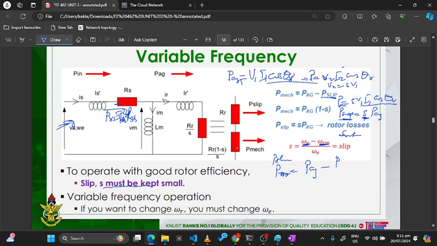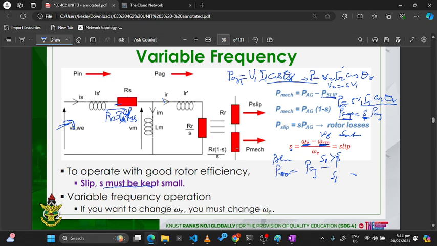Because the speed here depends on the voltage. So if we change the voltage and we don't change the frequency, it's going to change this. So if we end up reducing omega R, then we are going to have a certain slip S1, and this slip S1 is going to be greater than the slip over here with S. Is that okay? And if your slip is increasing, it means your losses are increasing.